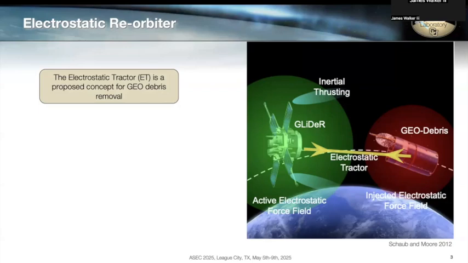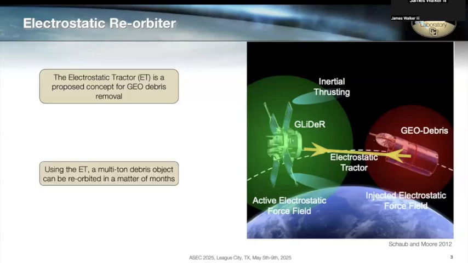The increased flux of negative particles impacting the debris object causes it to charge very negative, while the emission of the negative particles from the servicer causes it to charge very positive. With these two opposing charges, you get an attractive force generated between the two. It's this force that we refer to as the electrostatic tractor that allows the servicer to manipulate the motion of the debris object. It was found in prior research that using the electrostatic tractor, a multi-ton debris object can be reorbited in a matter of months.